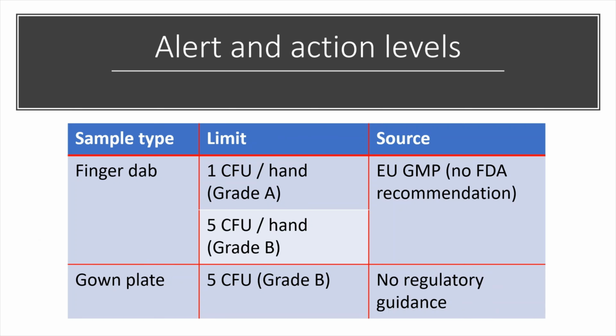So the finger dab in grade A is going to be a limit of 1 due to the risk that it's posed into the process. For grade B, then typically would have 5, and the gown is assessed as a grade B thing because you can't have people working long term in grade A, and that would have similar levels to the finger plate. However, there are some differences in practice. Some organisations have 5 per location, and some have the total summation of all the contact plates cannot exceed 5.